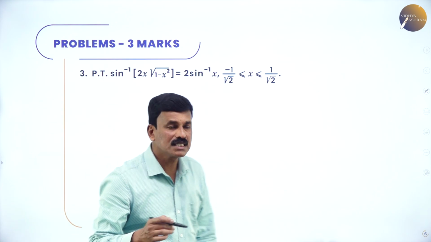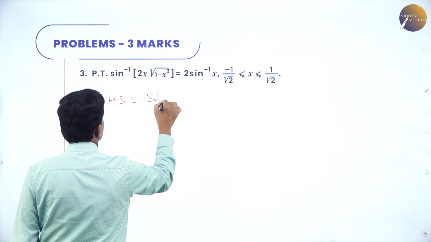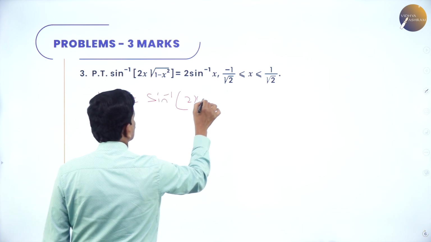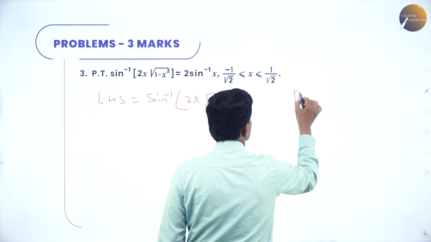So let us take LHS first. What is LHS here? This is LHS, sine inverse of 2x into root of 1 minus x square. Now as usual, take the substitution.